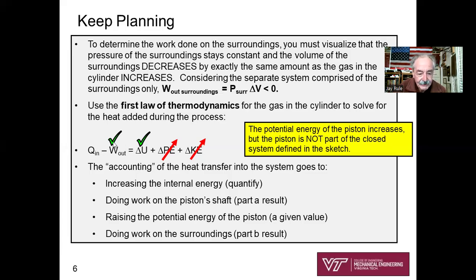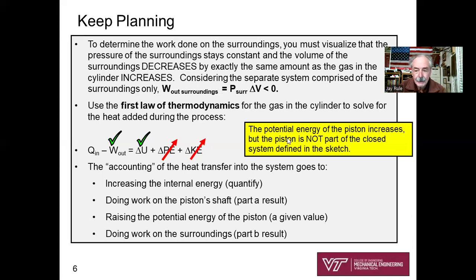We just found it. Delta U of the system, a given number. The change in potential energy of the closed system, not the piston, but the closed system, that's 0. And the change in kinetic energy of the closed system, that's also 0. The piston's not moving anywhere. It's sitting on the table or on a hot plate. So you see that we're going to end up with one equation and one unknown to find the heat transfer. And then the accounting, we're just going to write down the things we found.